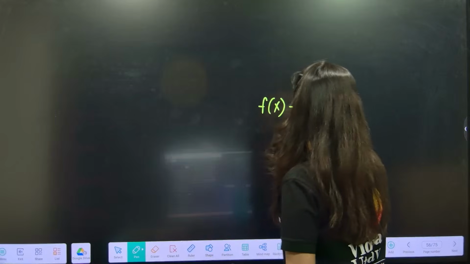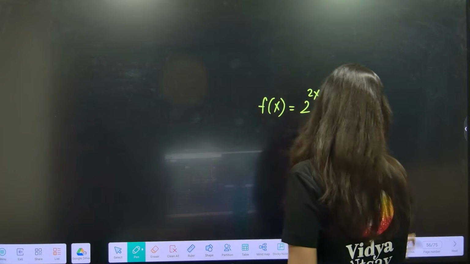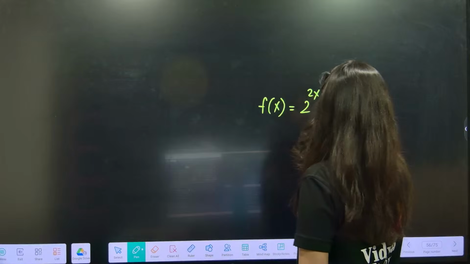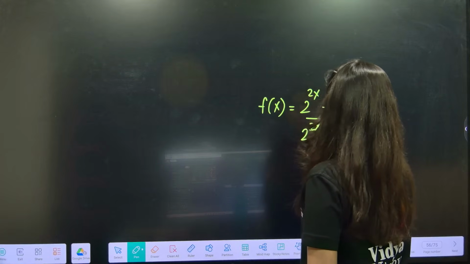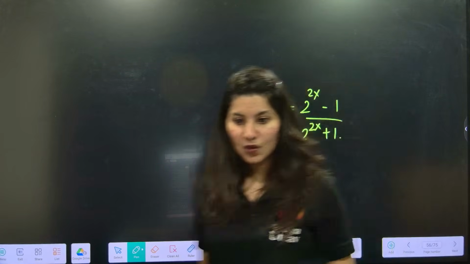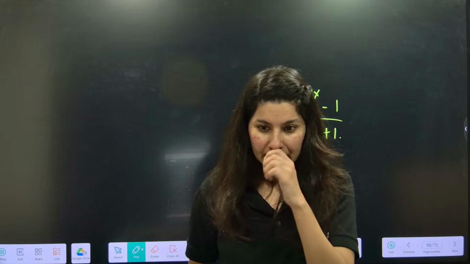Okay, so f of x is equal to 2 power 2x minus 1, upon 2 power 2x plus 1.